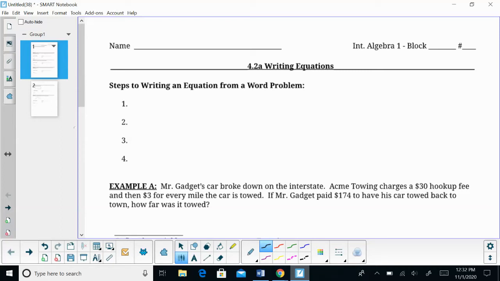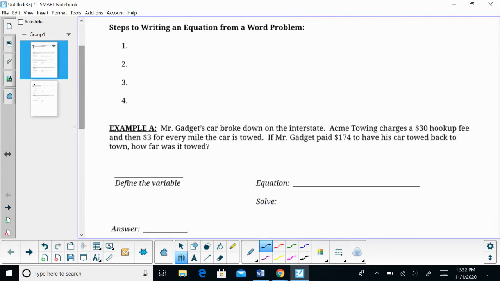Everybody, this is lesson 4.2, writing equations. Now this lesson has lots of word problems, but that's okay. I'm going to show you some tricks and tips on how to do these word problems effectively, all right? We're going to go through the 4 basic steps of solving our word problem, and we're going to use example A to do that. So before we get started, let's read example A.